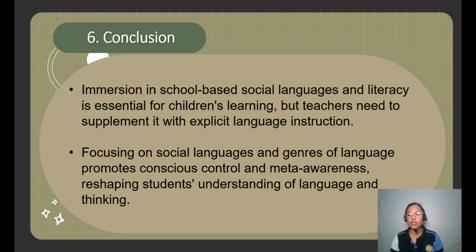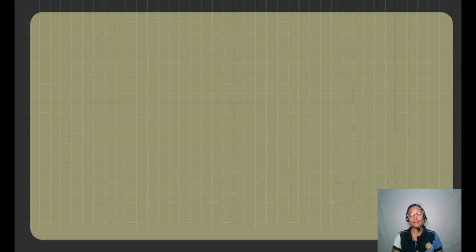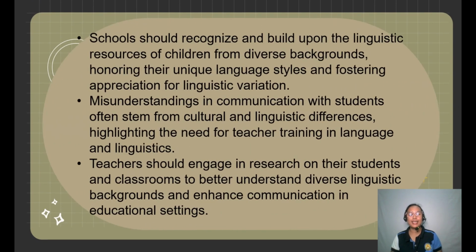Focusing on social languages and genres of learning promotes conscious control and meta-awareness, reshaping students' understanding of language. Schools should recognize and build upon the linguistic resources of children from diverse backgrounds, honoring their unique language styles and fostering appreciation for linguistic variation.